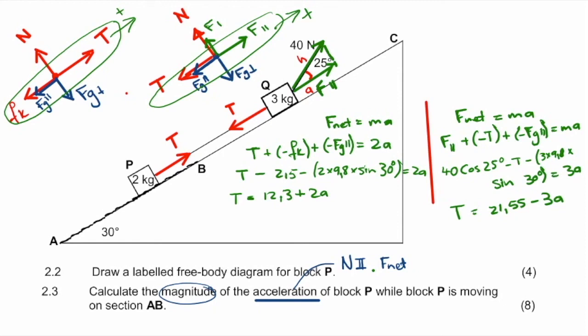Now remember, the T's are definitely in different directions, but the T that we have over here is not standing for the whole force. We've already put the minus and the plus in there to indicate direction. The T we're left with over here is just the magnitude, and the magnitude of those two are exactly the same. So we can say 12,3 plus 2a is exactly equal to 21,55 minus 3a. And then it's just a question of solving for a, and we end up with an a of 1,85, and that is meters per second squared.